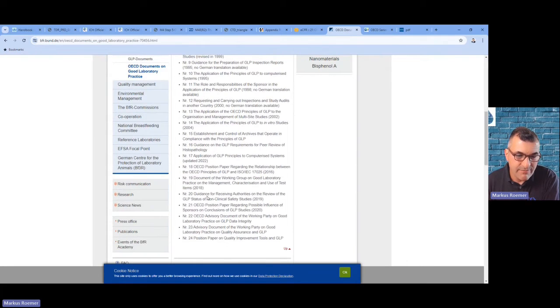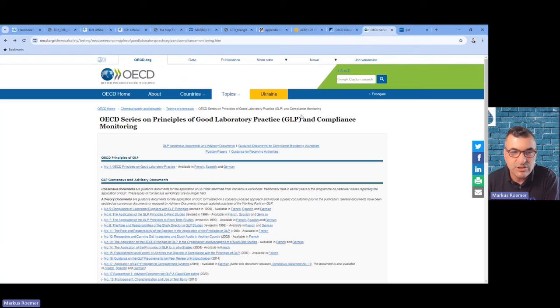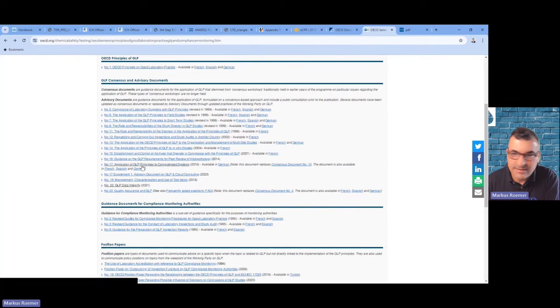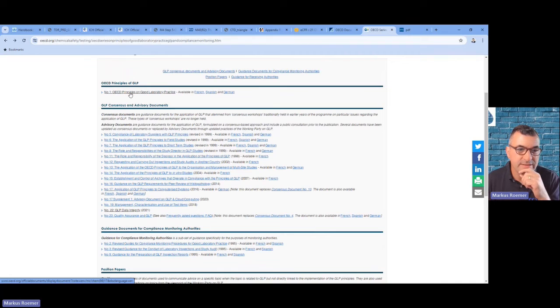I like the sorting they have on their website, because on the original OECD website it is quite small. If you look there, you will find the OECD Principles of Good Laboratory Practice and so-called advisory documents, which are very well written. Fantastic job there in Geneva, Switzerland. For example, number 17 is something I check during audits or consultancy services in the GLP area: application of GLP principles to computerized systems. Very well written. There's even a supplement number 1 to number 17, an advisory document on GLP and cloud computing.